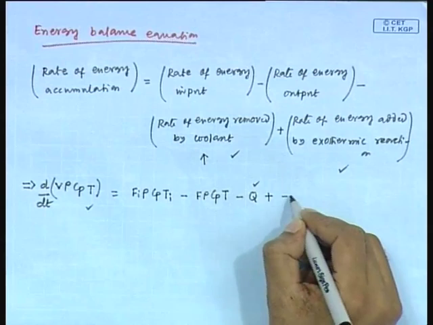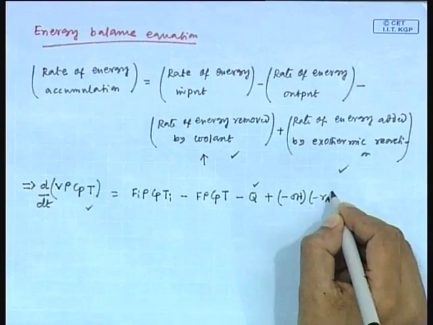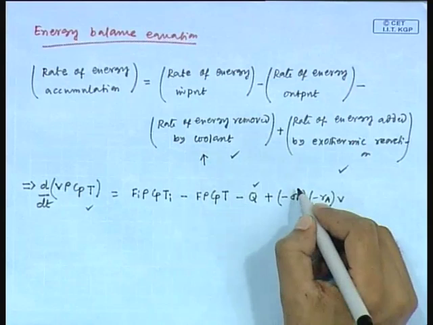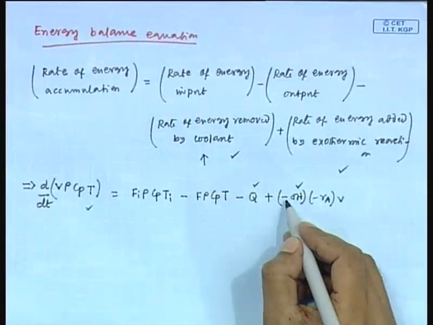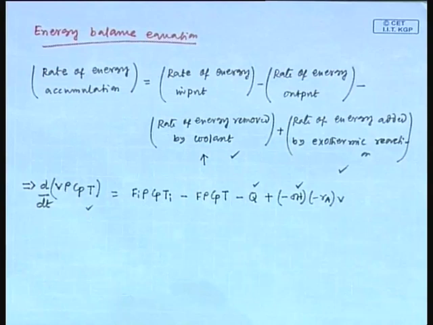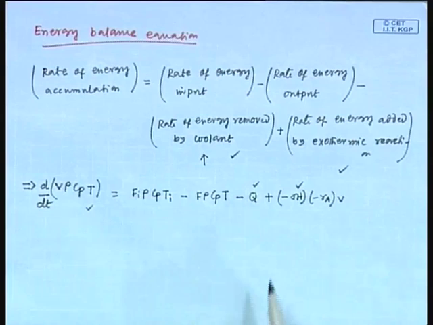Last term we have to consider in this way: minus del H, that is the heat of reaction, then minus Ra multiplied by V. Minus del H is the heat of reaction. It is well known to us that the heat of reaction is negative, I mean this negative term is used for the case of an exothermic reaction, and for an endothermic reaction we use a positive sign. So this term represents the energy added by the exothermic reaction. Next we need to simplify this equation.